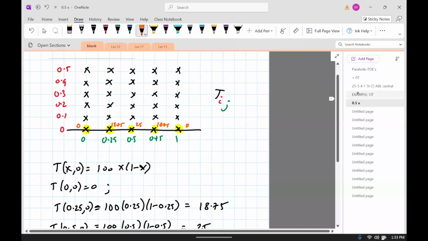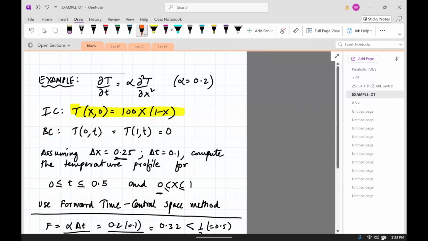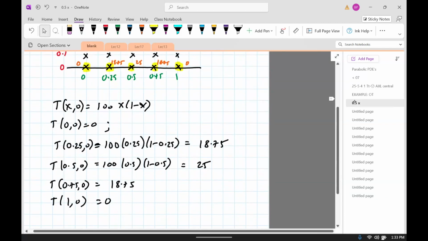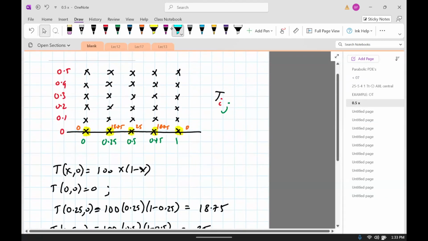We actually know something more than that. If you look at the second condition, that's the boundary condition. We're told that at the boundary, at x equals 0 and x equals 1, the temperature is 0. So that actually makes our life easy. So at these points, it's all 0.